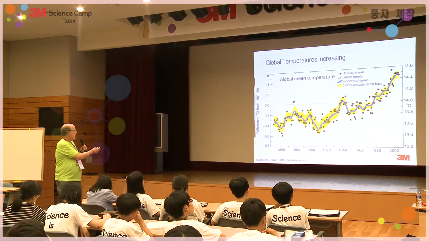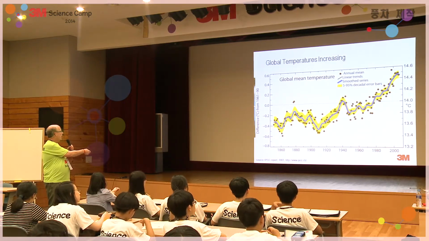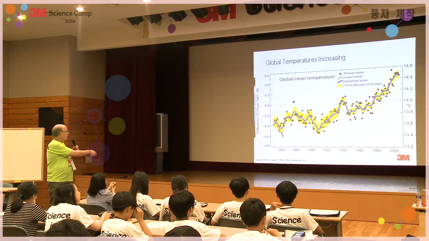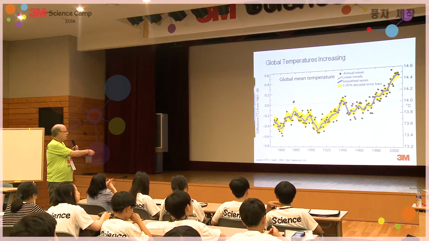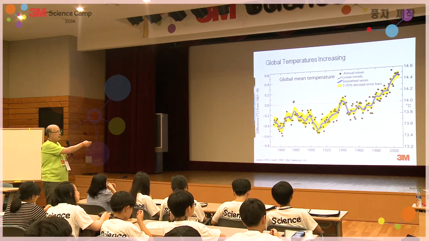If you look at the graph, you can see the global temperature warming by degree centigrade over the years from early 1860 up through 2000, and it's continuing to increase.